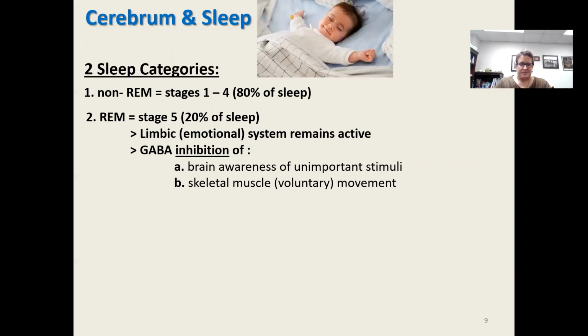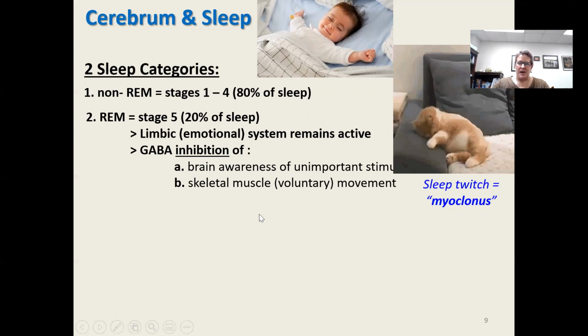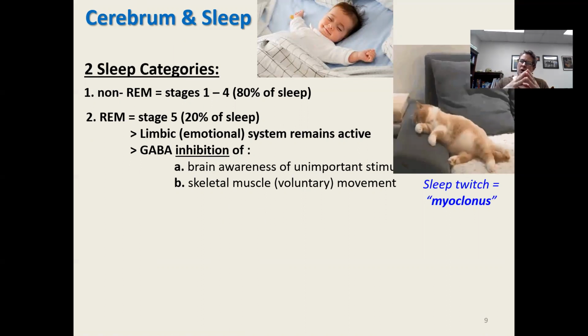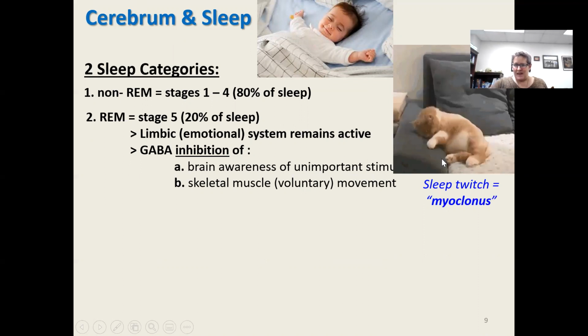Okay, all right. Now, sometimes when you're going into deep sleep, GABA doesn't quite inhibit your skeletal muscles quickly. It takes time, it takes a process. And so we've probably all experienced it, a sleep twitch or a jerk or a myoclonus, like this sleeping cat is showing right here. That twitching means GABA hasn't completely inhibited its skeletal muscles. And so that happens when you're going from non-REM to deep REM, where you'll have that little muscle jerk. Okay, those are completely normal.